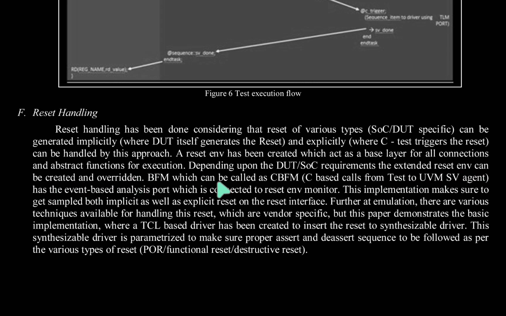The C-BFM, which handles C-based calls from a test to the UVM-SV agent, has the agent event-based analysis port, which can be connected to the reset environment monitor. This implementation makes sure both implicit as well as explicit resets are sampled on the reset interface.